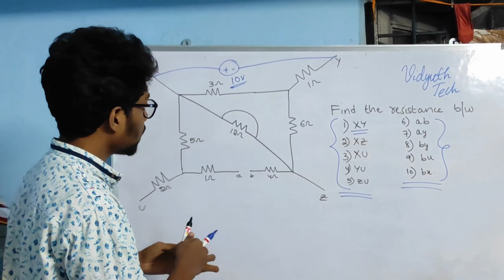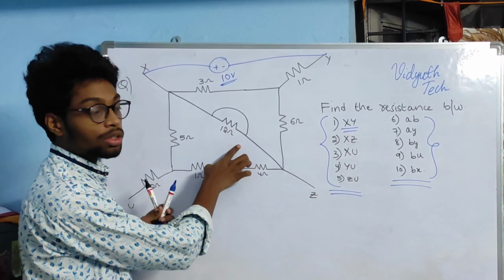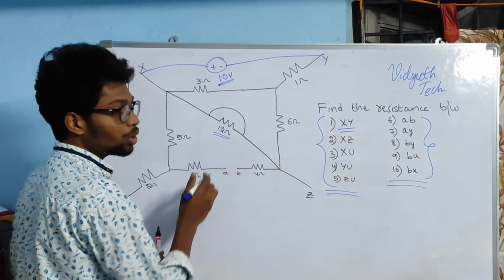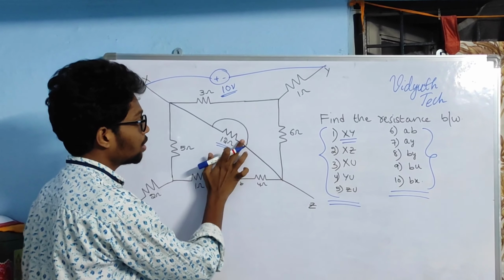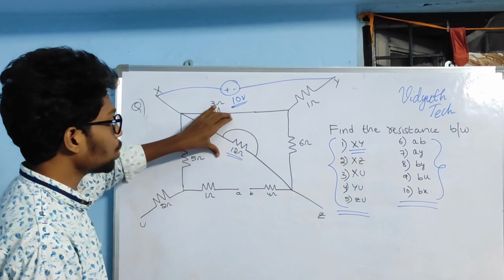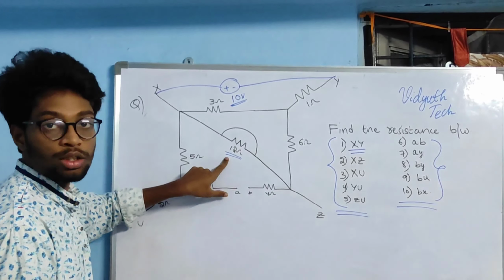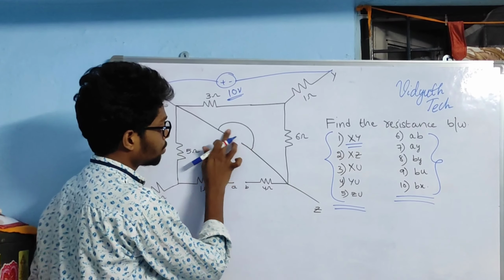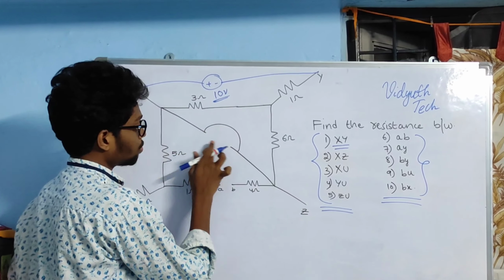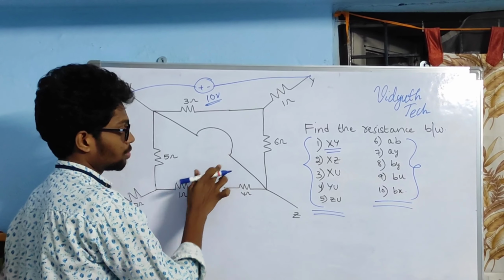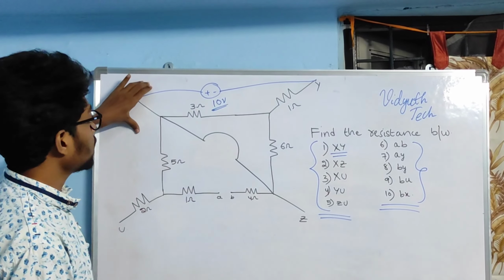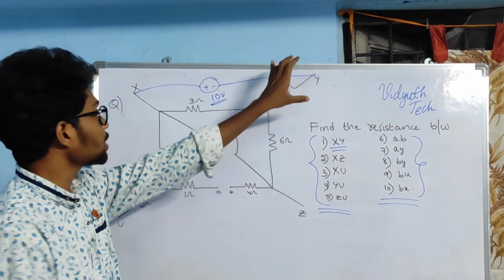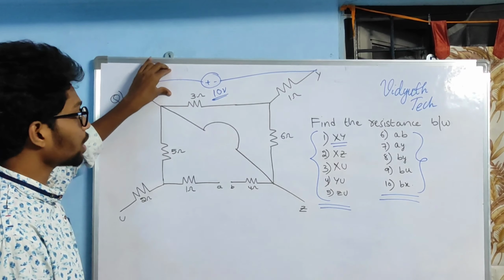Here you can see a short circuit across 12 ohms. So you can neglect the 12 ohms over here, because the current will be flowing through the short circuit path rather than the 12 ohms. So you can just neglect 12 ohms. Coming to the equivalent resistance between X and Y terminals, I have applied the voltage source over here.